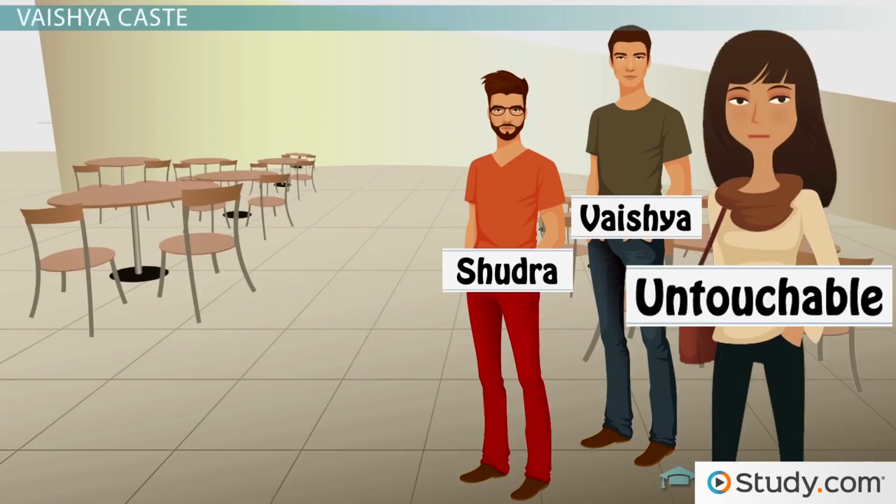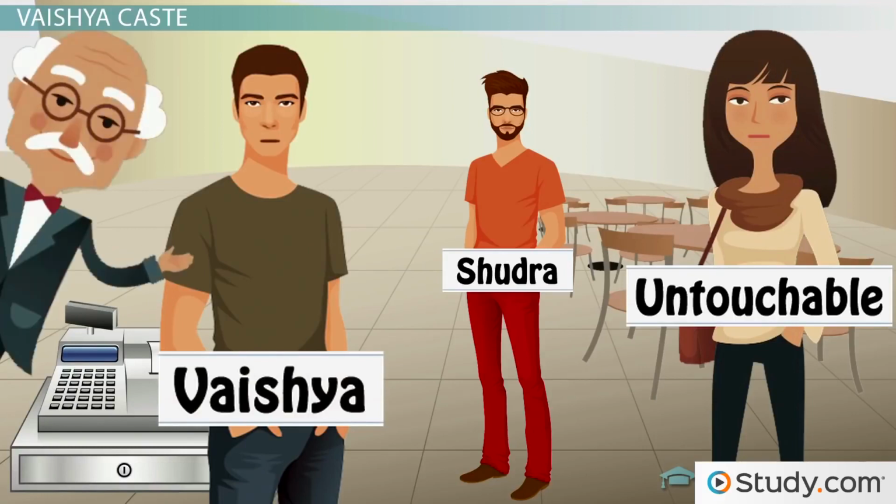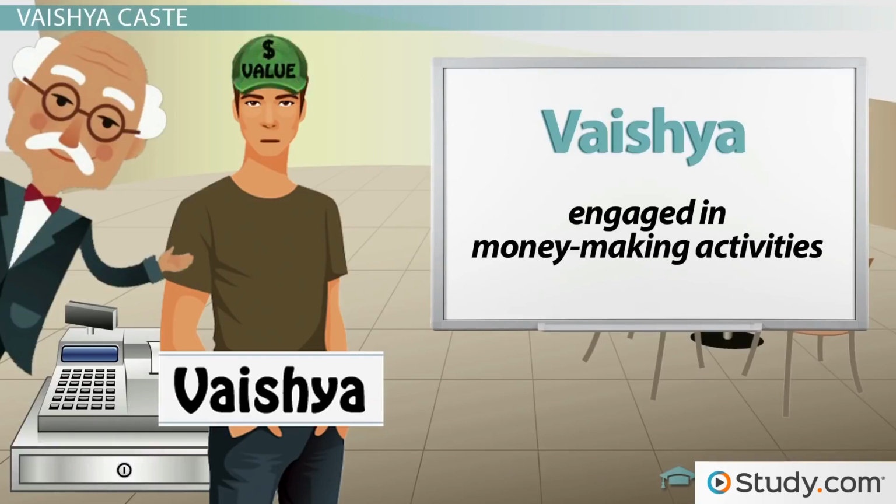The rest of us weren't quite so lucky. When we got to the cafeteria, the first thing I noticed was Vince was running the cash register at the end of the lunch line. Next to him was Mr. Scott, explaining that as a member of the Vaishya caste, Vince would have engaged in money-making activities as a businessman, tradesman, or farmer. This tie to money gave them their value in society.